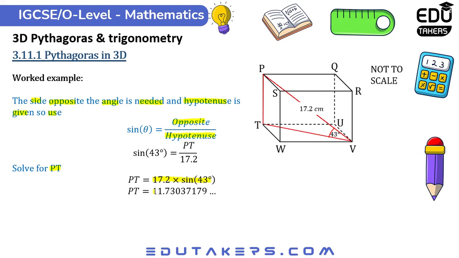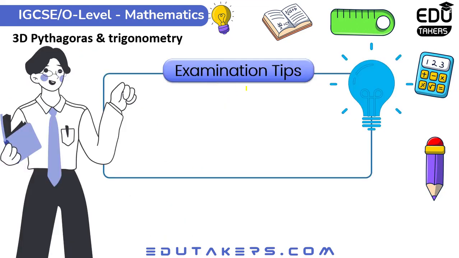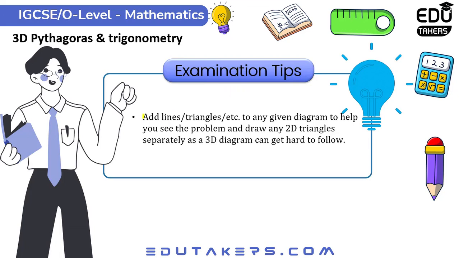So PT equals 11.73037179 and so on. Rounding to one decimal place, it is 11.7. Examination tips. Add lines or triangles etc. to any given diagram to help you see the problem and draw any 2D triangles separately, as a 3D diagram can get hard to follow.